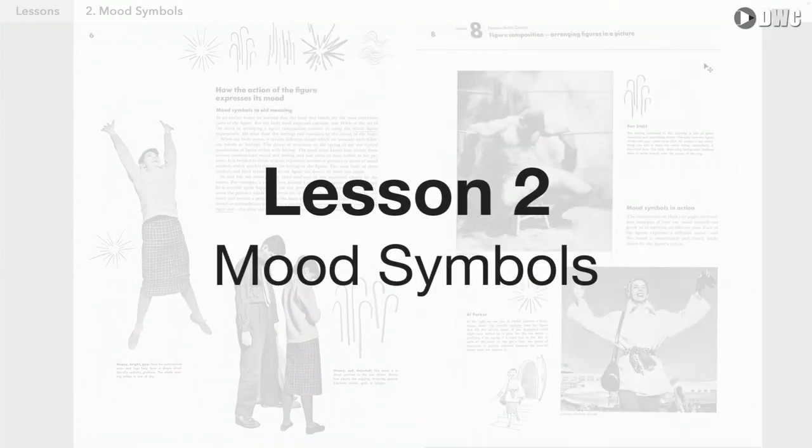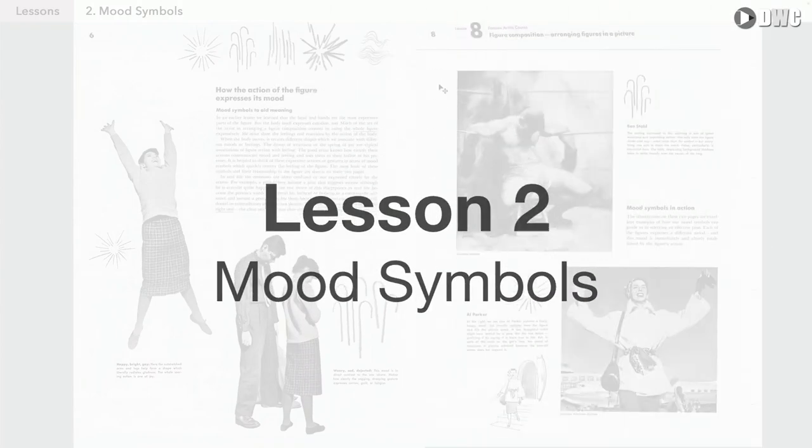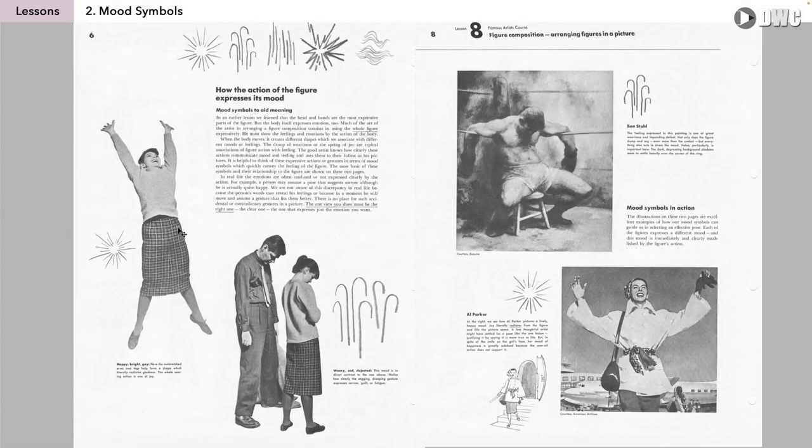Lesson number two, mood symbols. This again relates specifically to volume 8, figure composition. Mood symbols is what the author calls creating expressive, abstract little symbols with the pose of the figure. So here in the upper left, the author has created this little sketch of expressive, abstract little symbols that communicate emotion, right?